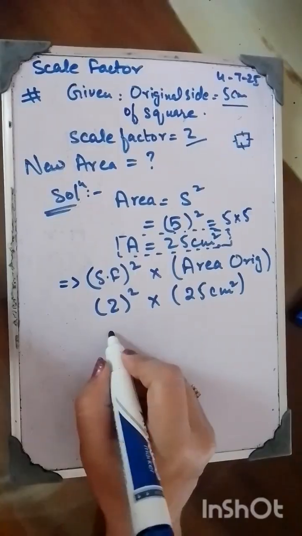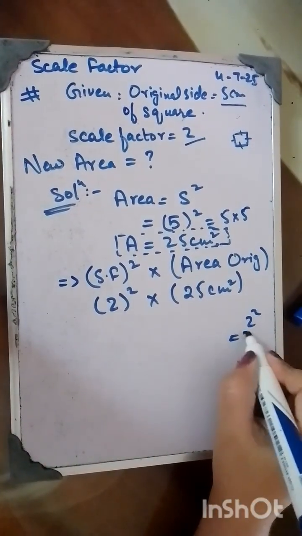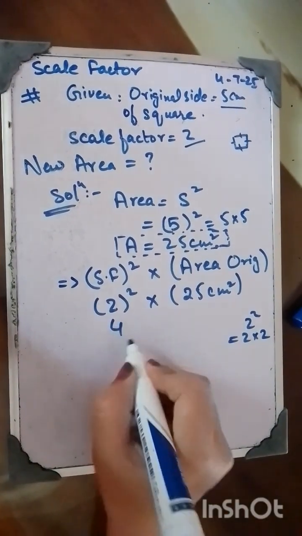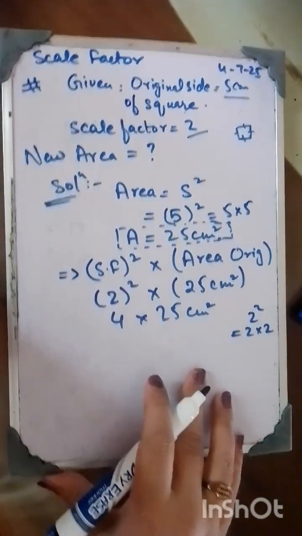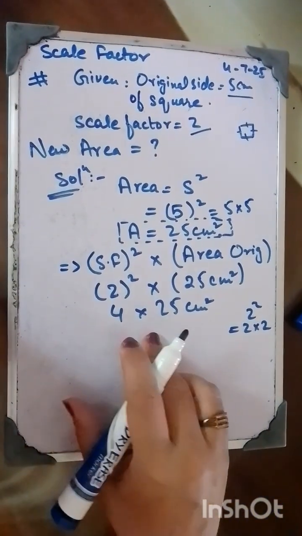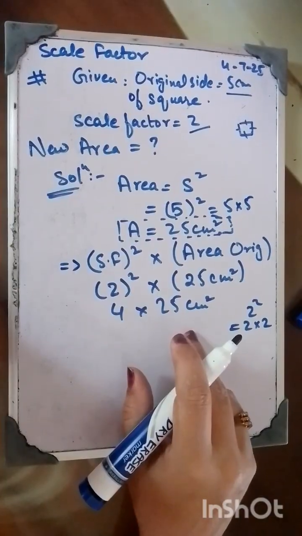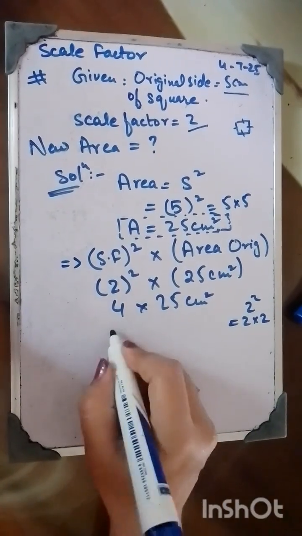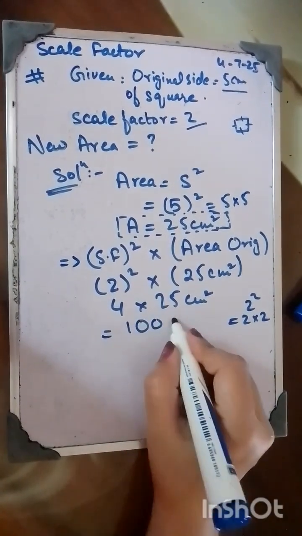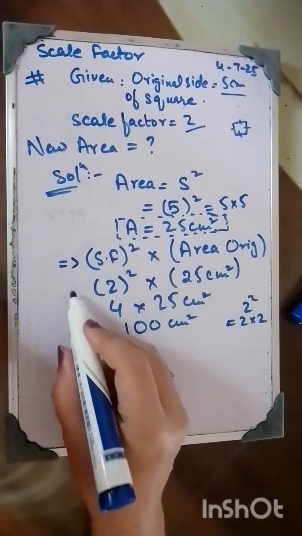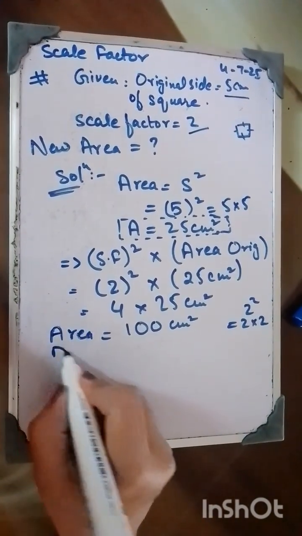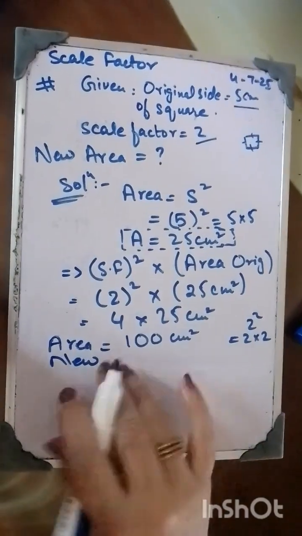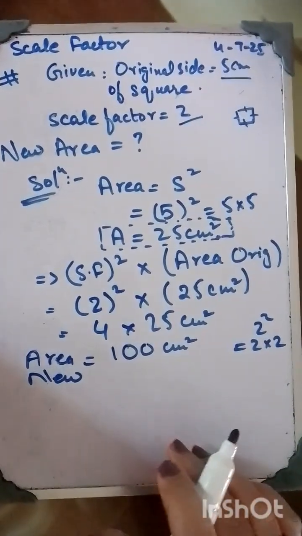So 2 square means 2 times 2, and that is 4. So writing 25 times 4 centimeter square, it will be 100. We are going to write 100 over here. So the new area obtained is 100 centimeter square. You can see that from 25 to 100, it just got bigger using scale factor 2, or 4, right?